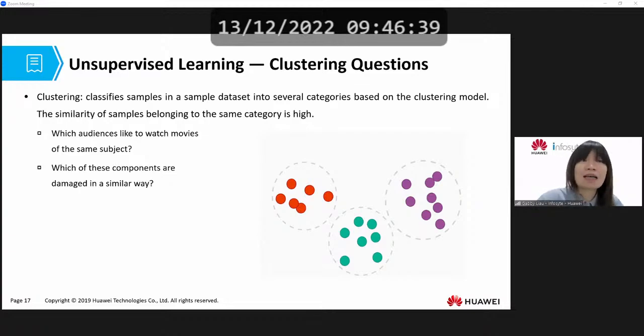So for example, like that, we can let this clustering model observe the characteristics of this audience based on what kind of data we have. We can compare them based on the existing data, based on the features that we have in hand, and put them into different clusters based on the similarities between them. So these are examples of clustering questions.